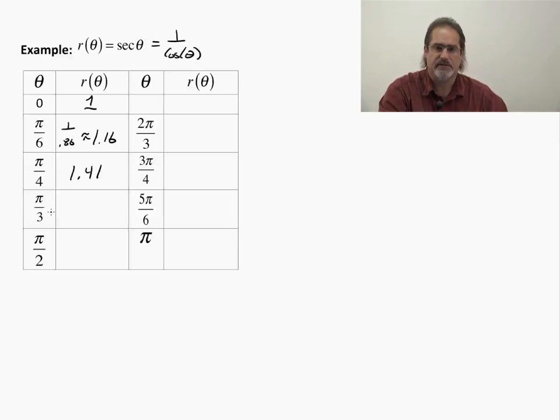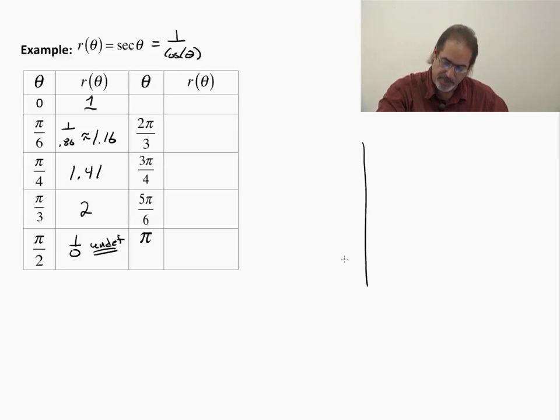Pi over 3 is, cosine of pi over 3 is 1/3. I'm sorry, is 1/2. So I have 1 over half, which is 2. And at pi over 2, cosine is 0, so I get 1 over 0, which is undefined. Let's stop there and see what we've got.